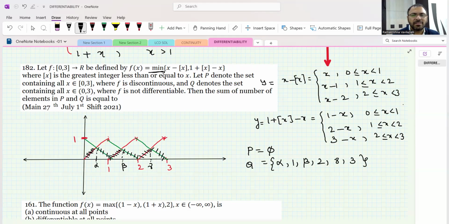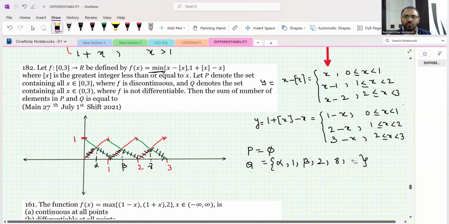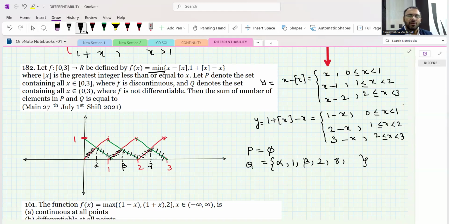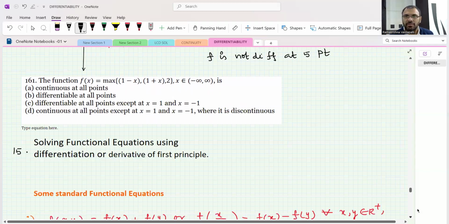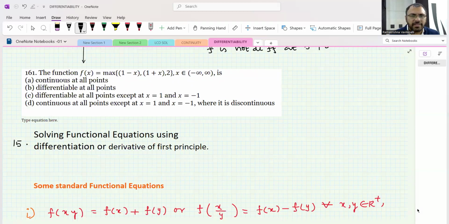So F is not differentiable. Sorry, we would like to find only between 0 and open 3. Remember, you read the question very carefully, open 3. So you have to exclude that 3. Mistakenly, I wrote it. All right. So here F is not differentiable at 5 points. So what is the sum of the number of elements in P and Q? That's equal to 5. Okay. In this way, it is taking too much time to explain the question, so I'll explain some more questions in a separate video.